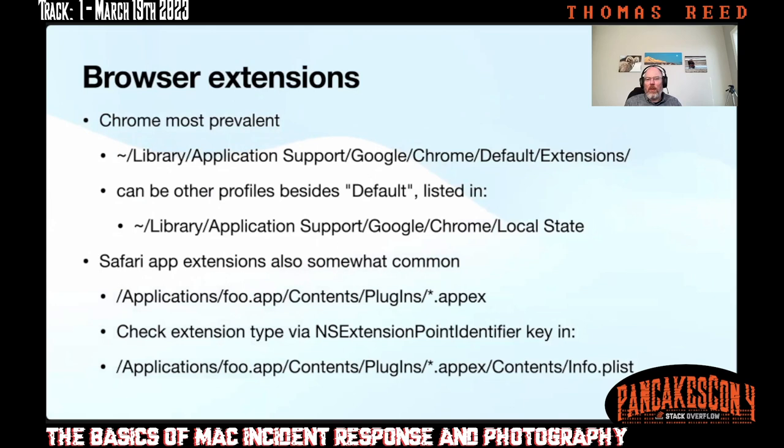And there can be other profiles besides default. So if you have created any additional profiles in Chrome, you may also find some extensions in a variety of other folders, not called default, called other things. You can get a full list. So if you're looking at a user's machine, and you don't know if they have different profiles set up in Chrome, you can look at this local state file. The path is listed here. That will outline any other profiles that are present, among other things. So that can tell you not just that there are other profiles, but what the names of those profiles are, so you can find the folder that they belong to.